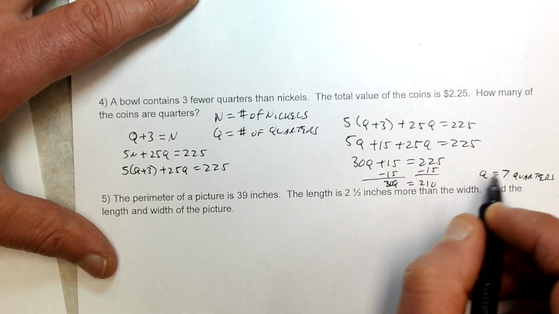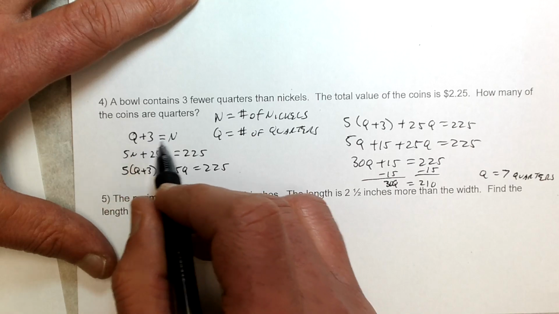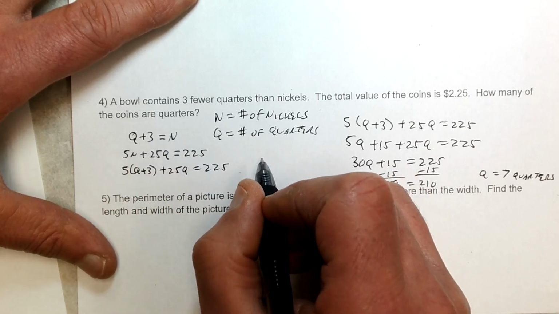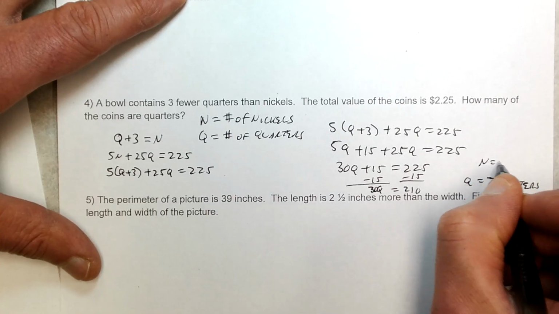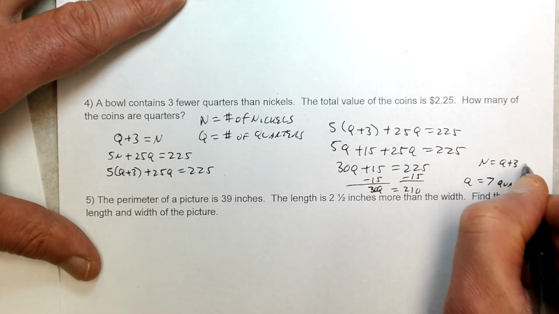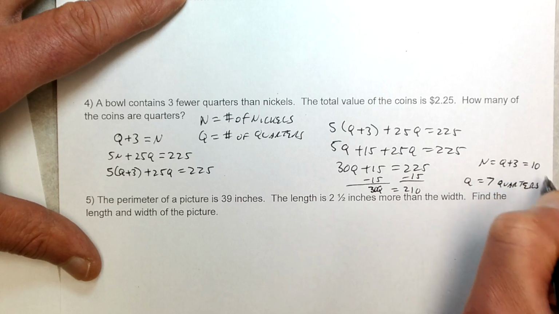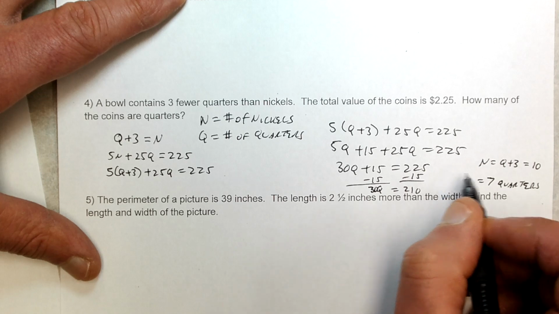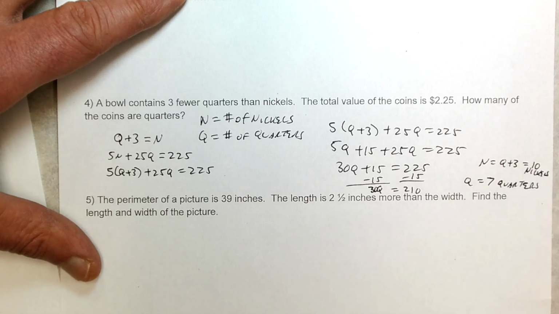All right, and if I have 7 quarters, I should be able to go over here where I have Q plus 3 is equal to N, and that would mean that if N is equal to Q plus 3, then N is equal to 7 plus 3, or 10 nickels. I have 7 quarters and 10 nickels. Okay, and there's our solution.